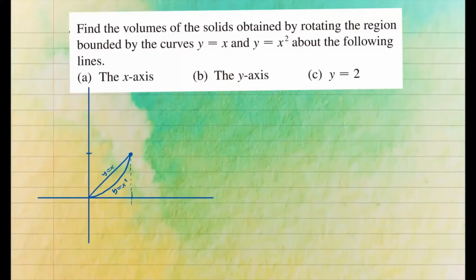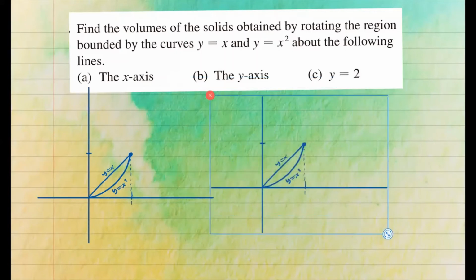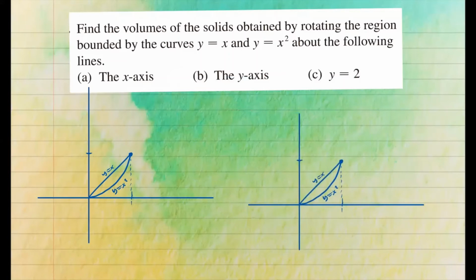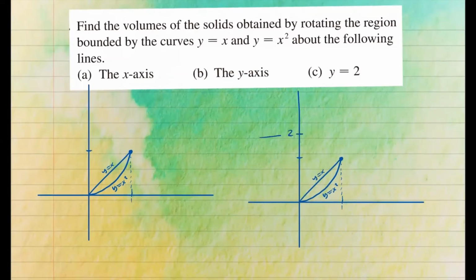For the last part, we're going to be revolving the same region about the line y equals 2. So let's go ahead and take a look at the same image, but now in 3D so that we have an idea of how this looks. So here's our region, and we're going to revolve about y equals 2. Let's say this is y equals 2. So we're going to revolve around this line right here. If you revolve it, you're going to imagine something that looks like this. So here's y equals x, and here's the curve.